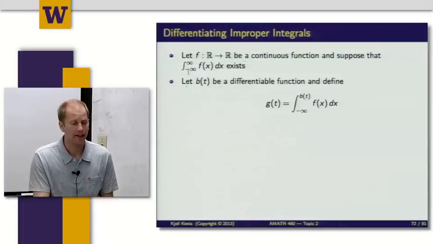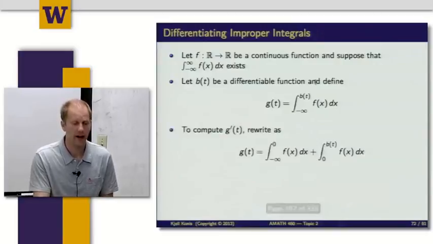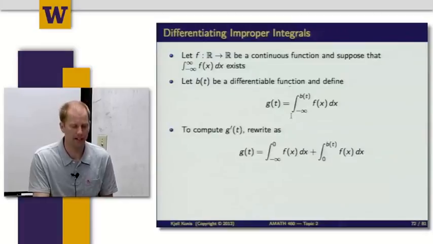And now I want to consider a function b of t. It's a differentiable function, and I'm going to define a new function g of t, which is going to be the integral of my function f from minus infinity up to b of t. And I want to be able to compute g prime of t. So it's sort of like taking the derivative of a definite integral. It actually doesn't end up being too difficult.